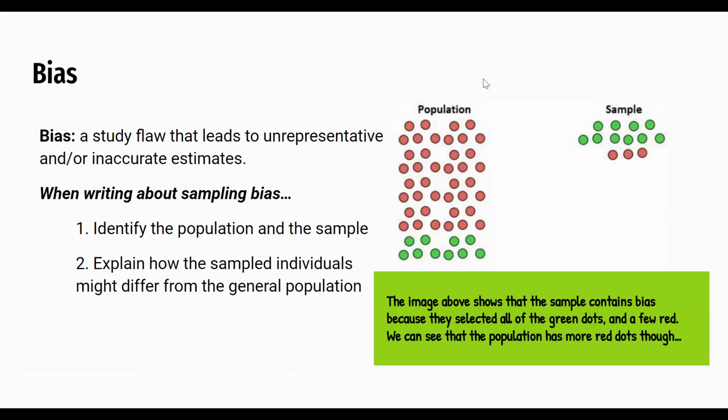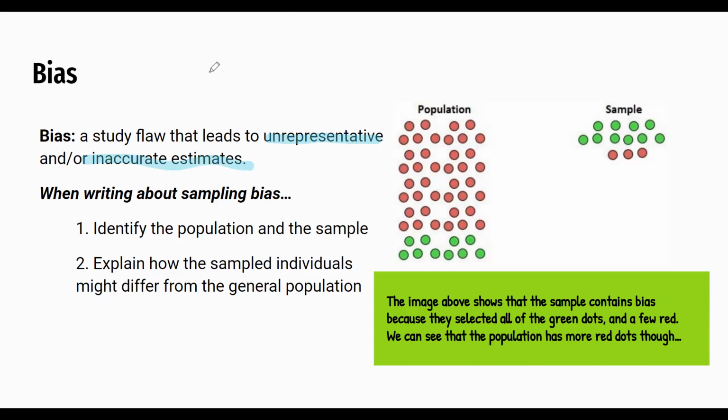So for statistics, specifically speaking, a bias is a study flaw, and that study flaw leads to unrepresentative or inaccurate estimates of the population. Take a look at the image on the right here. We have this population of dots. What that represents doesn't really matter, right? But we have red dots and green dots.